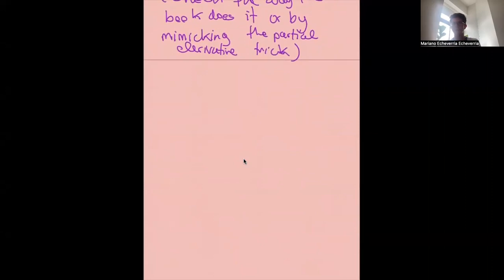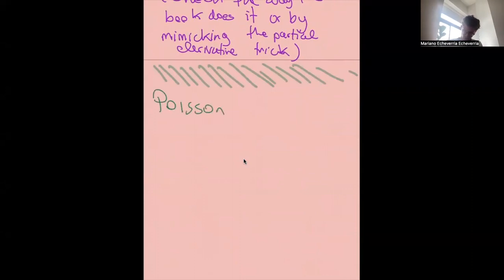Okay, now let's go to this other one, which is a Poisson random variable. So how can you get this one? This is an interesting one. This is one of the important ones, so we'll discuss this one multiple times throughout the remaining part of the course.